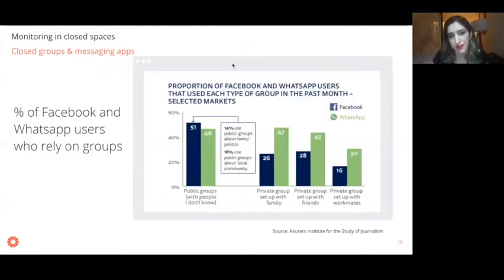This is another little interesting piece of data that just shows how many Facebook and WhatsApp users rely on the groups function. And in particular in this group, on public groups. So public groups where people are interacting with people they don't know. You can see 51% of Facebook users and 46% of WhatsApp users say they use groups. And there's also some interesting data here about how much those people are using those groups for news and politics and are using them for information about their local community.